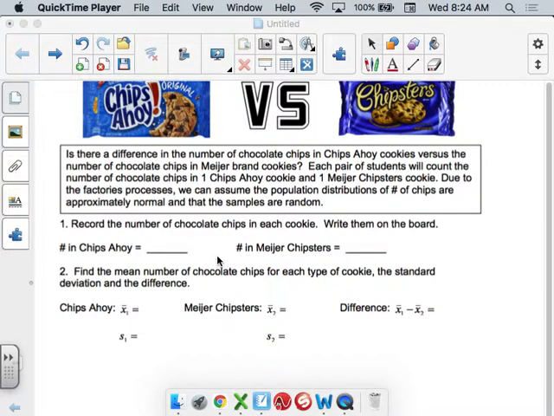Okay, so we're not gonna actually count the chocolate chips. I've done it before. It's like name brand versus Walmart brand type cookie. And obviously, the name brand ends up, at least when we did it in the past, with more chocolate chunks. That makes sense. You're actually paying for a better product.